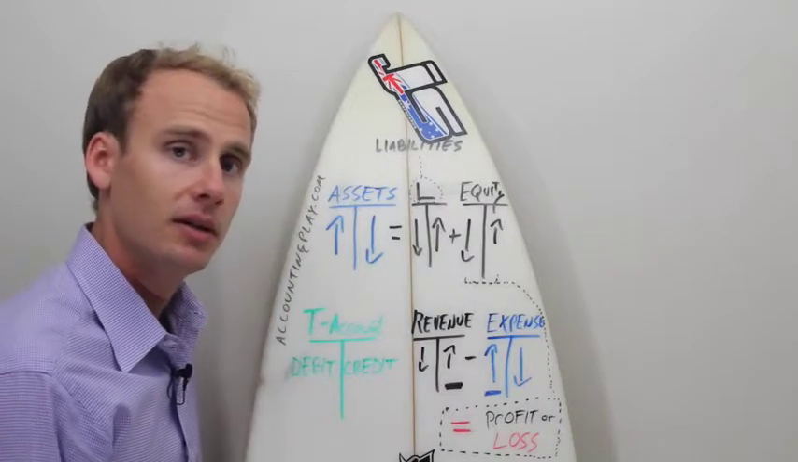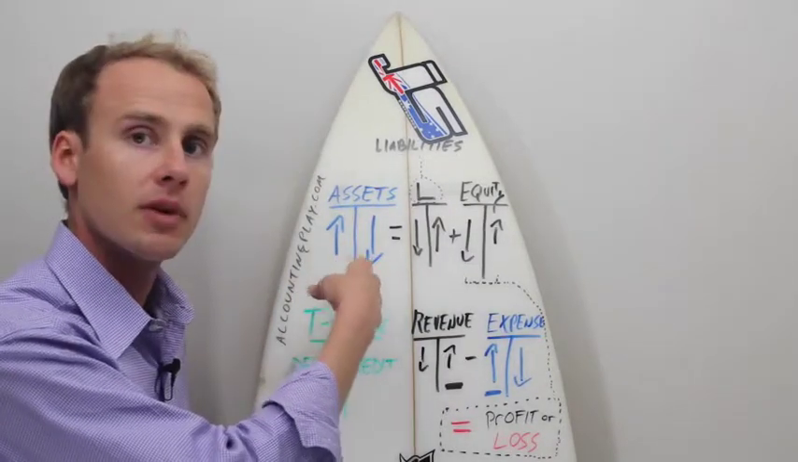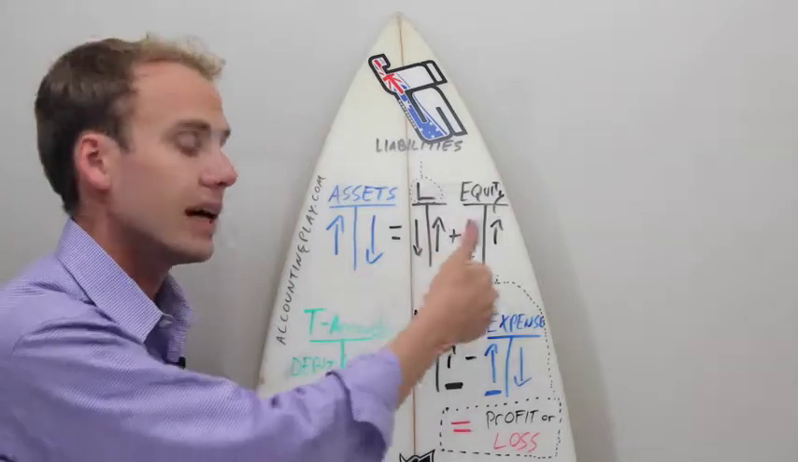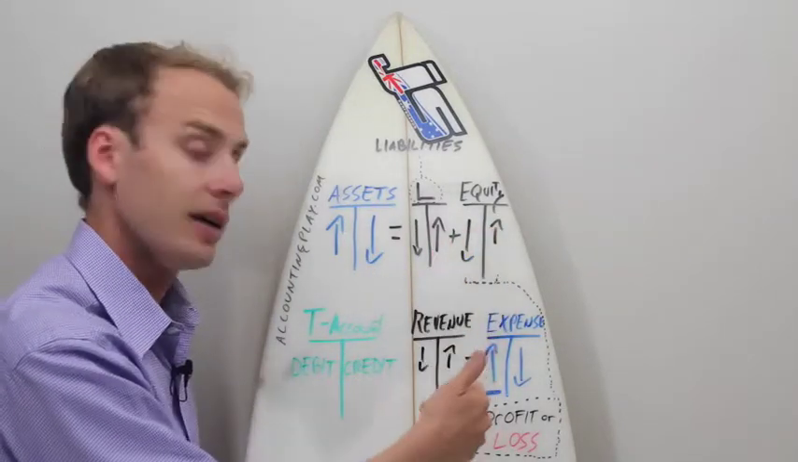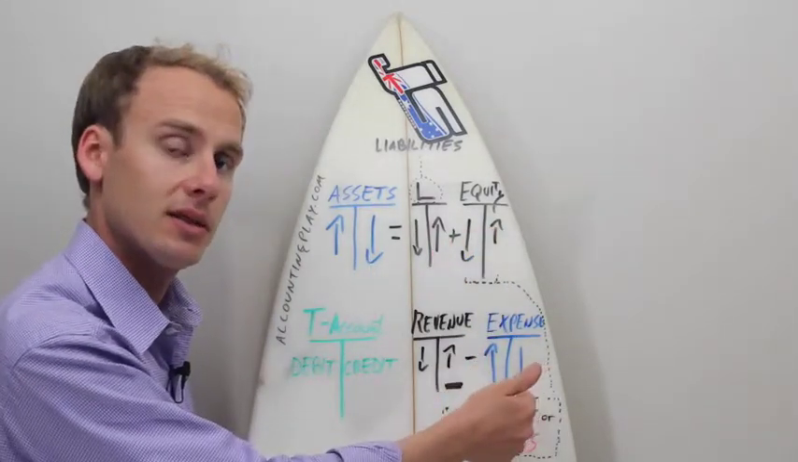From the top, debit cash up, credit down. Other side now, flip around. I got revenue credits, expenses as debits.